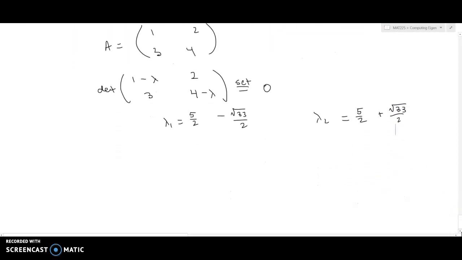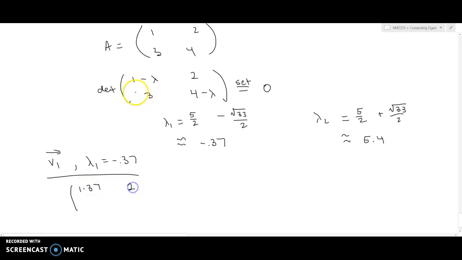Square root of 33 is irrational, but if I were to approximate these and said, well, I don't want to work with these ugly values, I'm going to make this about negative 0.37, and this is about 5.4 if we round. And if I were now to go and find the eigenvectors, so v1 for lambda 1 equals negative 0.37, here's what would happen. I would get 1 minus lambda, which is 1 plus 0.37, or 1.37, 2, 3, and then 4 minus negative 0.37 would be 4.37. And here's my eigenvector, x, y, the components I'm trying to solve for, equals 0, 0.